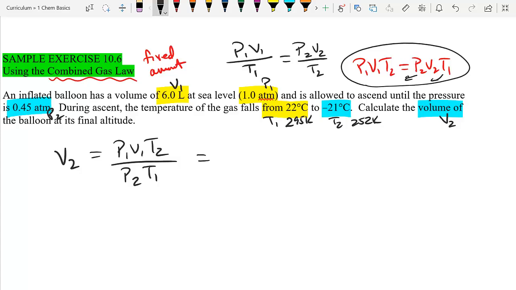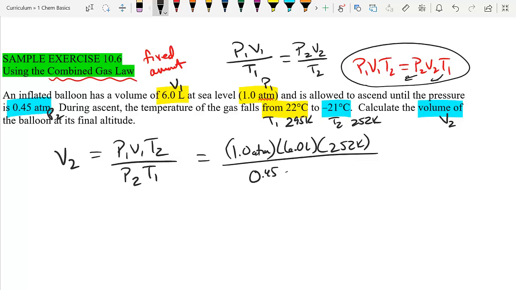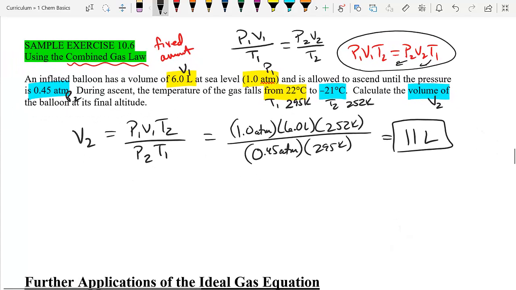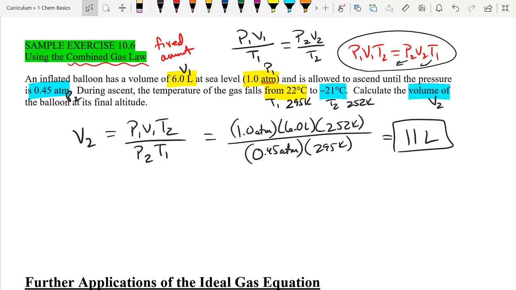Plugging in our values then, you have 1.0 atmospheres as your P1. V1 is 6.0 liters. The T2 was 252 kelvins. And we divide now by our P2, which we identified as 0.45 atmospheres. And our T1, 295 kelvins. So doing the math, we end up getting 11 liters as our final volume in this problem. So work that problem out as well, do the practice, and then we will move on. I'm going to wrap up this segment of the video now, and we'll continue in part B.